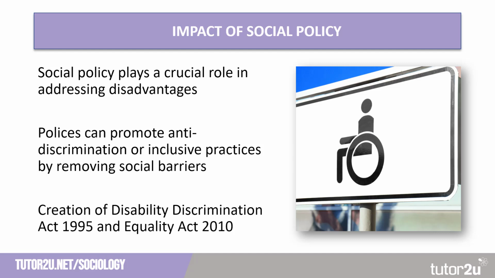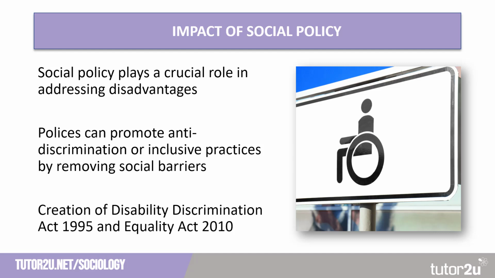Social policies play a significant role in either mitigating or exacerbating the disadvantages faced by disabled people. Policies that promote accessibility, anti-discrimination and social support can help reduce disability by removing social barriers. Conversely, policies that neglect the needs of disabled individuals or impose austerity measures can deepen inequality.